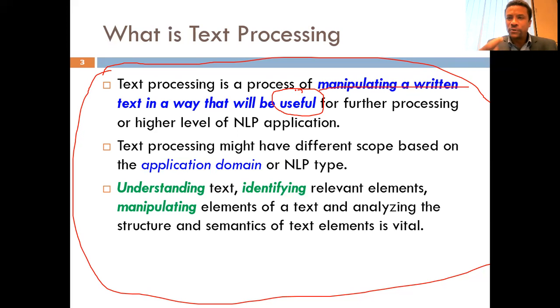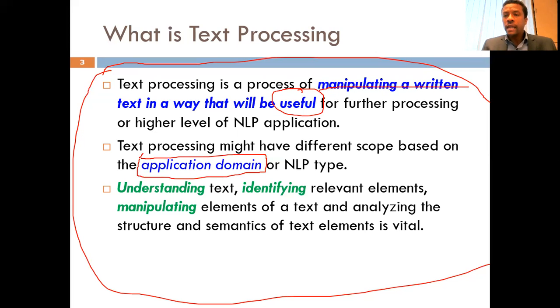So you have to write a computer program, a computational system that will achieve this goal. The goal is identifying email addresses or IP addresses or numbers or dates or name of a person or whatever. So what we call text processing is manipulating a written text in a way that will be useful for a specific NLP application. So as we said, what we call text processing is going to be application domain dependent.